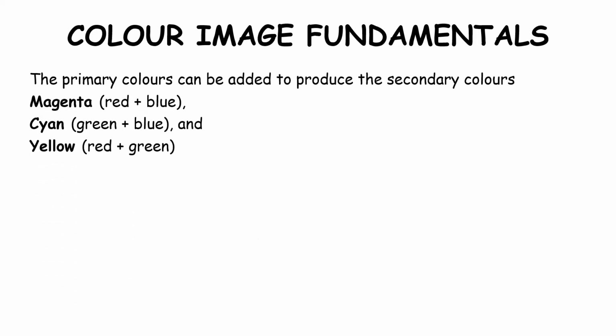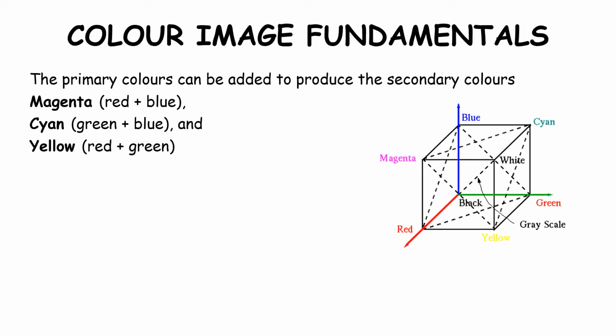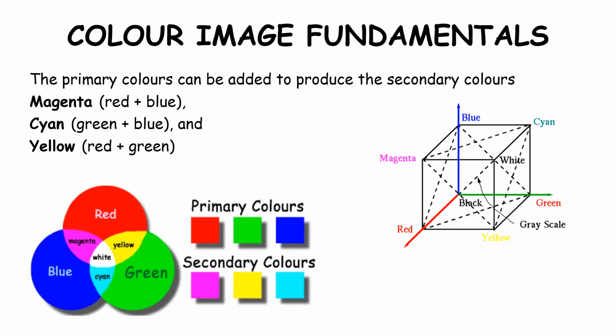The primary colors can be added to produce the secondary colors: magenta, which is the mixture of red and blue; cyan, a mixture of green and blue; and yellow, a mixture of red and green. So this is how they form the color cube, or you can also call it the RGB cube. And this diagram shows the primary as well as the secondary colors.